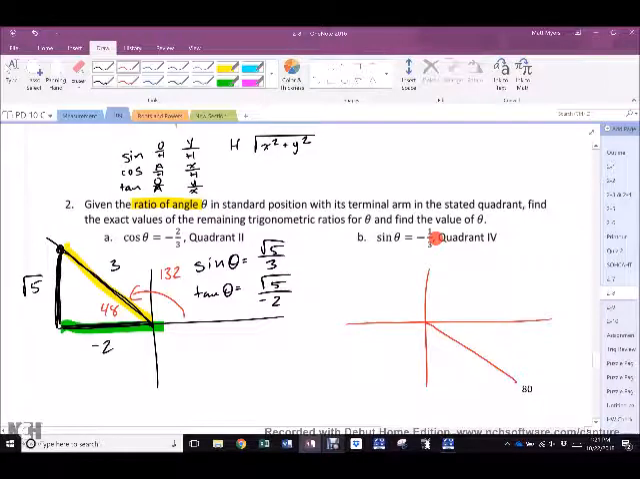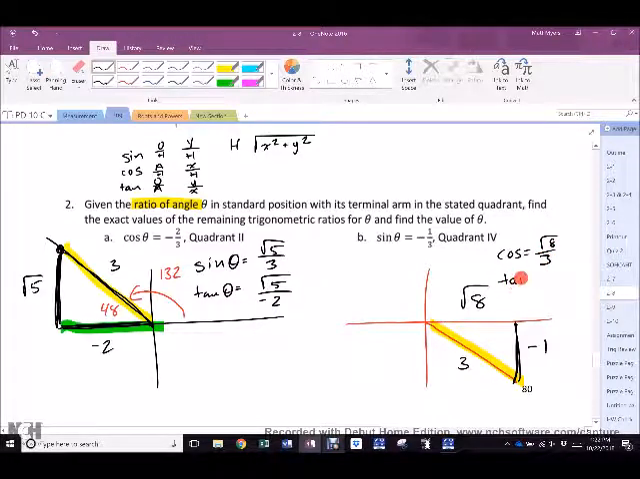Sine. What is this? 3. What is this? -1. What is this? Root 8. Since I already have sine, I just need cos. What is it? Root 8 over 3. Tan is what? -1 over root 8. And theta is?